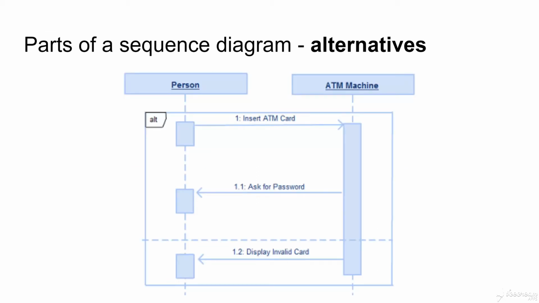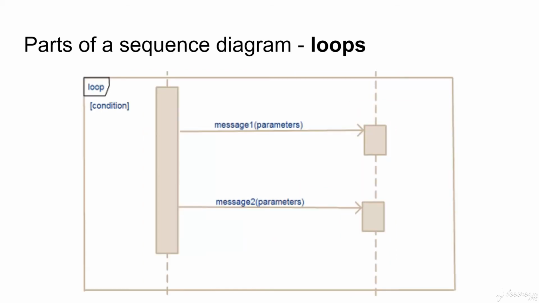We can also model a bit more complex concepts, such as if-else clauses and loops. In the example on the slide, you can see that if a card is entered into an ATM machine, then the machine can either ask for a password or state that the card is invalid. Loops are modeled in a similar way. We draw a box with the keyword loop and the loop condition given at the top left corner.